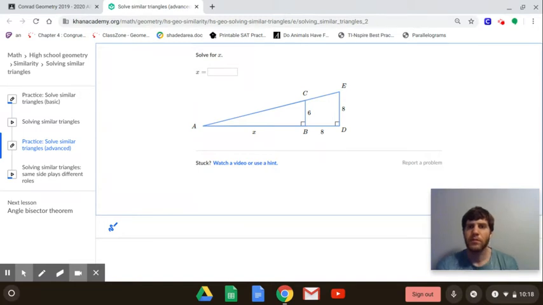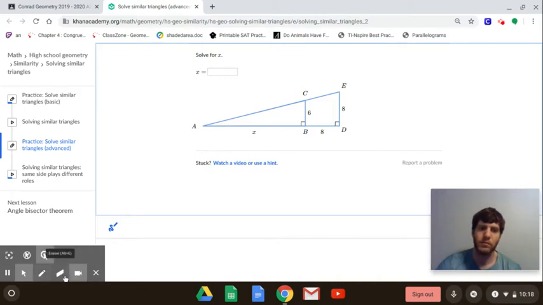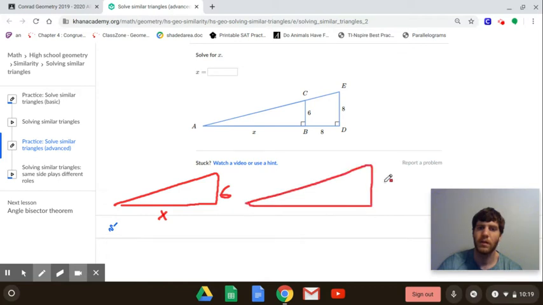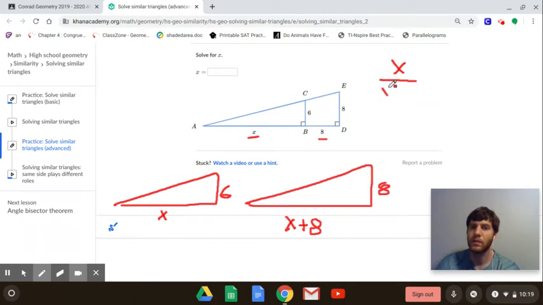Yep. So again, this one, the small triangle's sides are x and 6. Right, if we just want to sketch them out real quick. Right, x and 6. And then this one here is going to be 8. And then, again, x plus 8. Right, x plus 8. Okay. So then x on this one matches up with x plus 8. And then 6 matches up with 8.